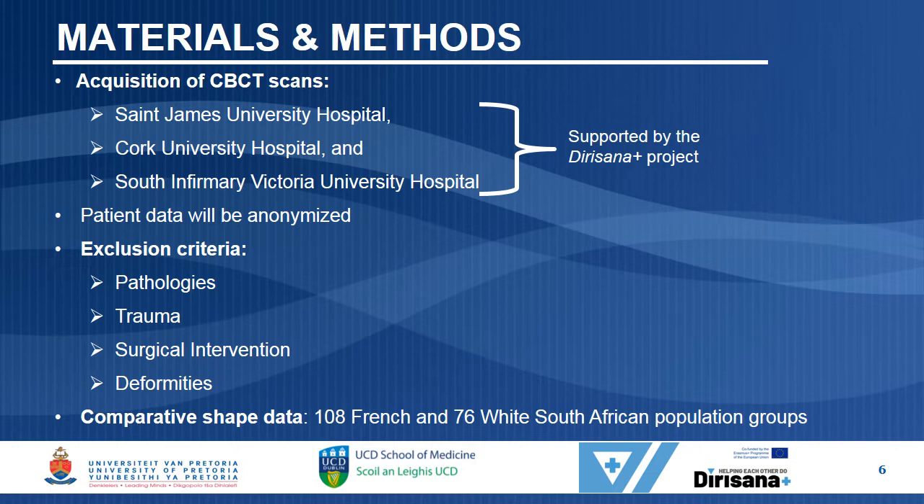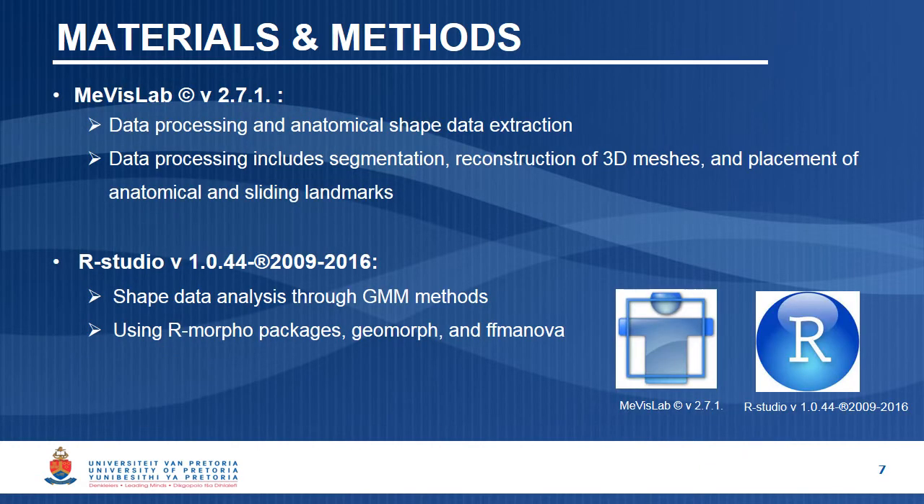Then lastly, for our comparative shape data, this data will derive from 108 French and 76 white South African population groups from a previous research project. To collect information on the shape of hard and soft tissue facial matrices, the study will be approached as an automated landmark-based geometric morphometric study to extract and compare information encoded in 3D surface reconstructions.